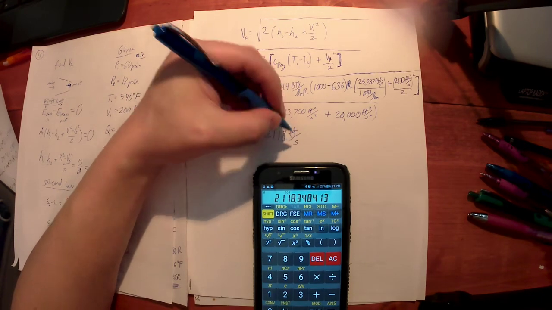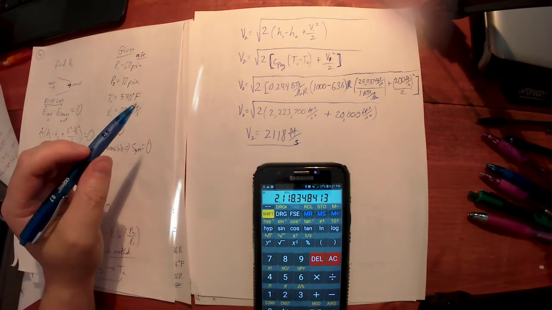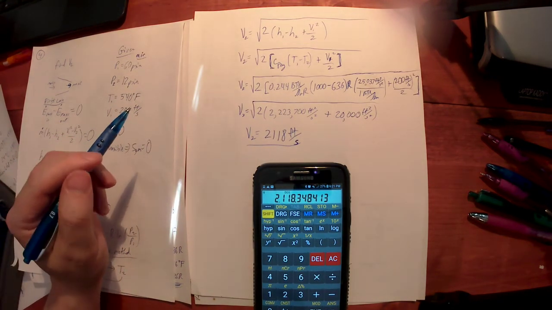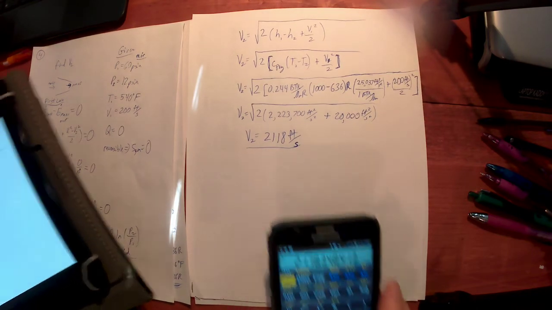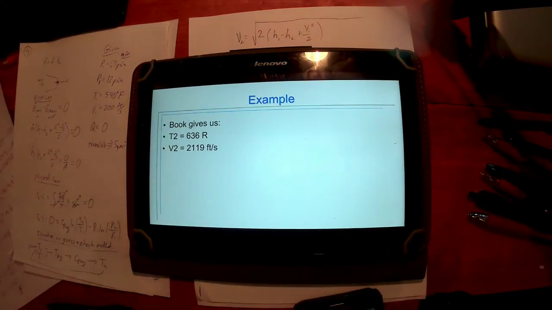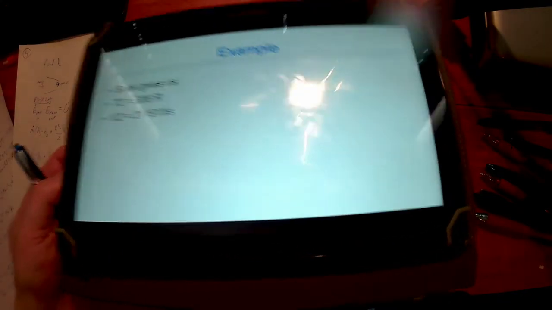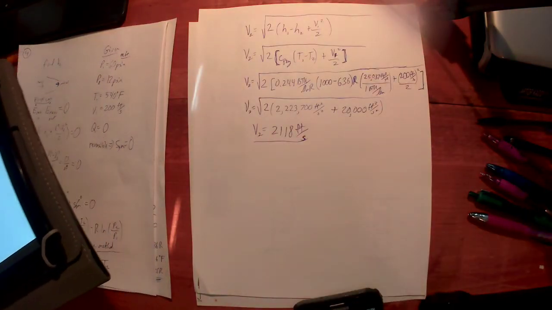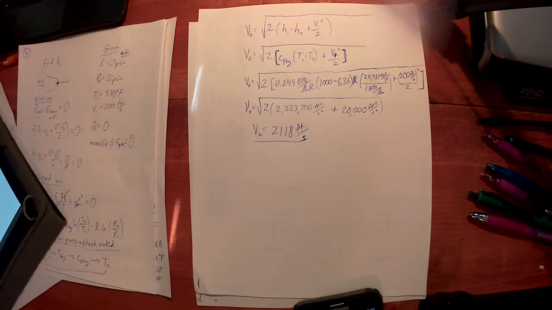But this is the reason when we do this in class, I have you guys do this along, and we operate by consensus. Right? We go until we agree upon a value. Now this is what the solutions from this particular version of the text gives us. It said that for this problem they found T2 to be about 636 Rankine. Hey, that sounds familiar. And just under 2120 feet per second, which is basically roughly what we found. So that's a perfectly acceptable solution to this problem.